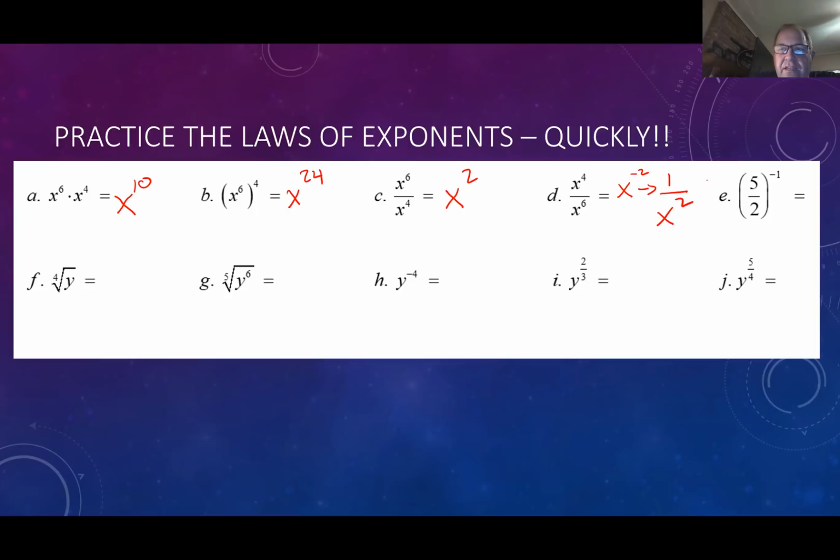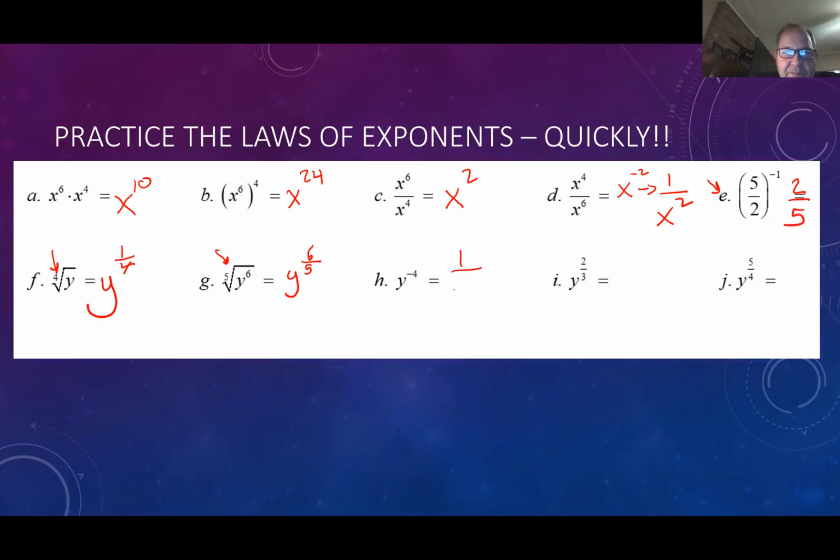Oh, this is to the -1 power. So let's just do the reciprocal, 2/5. Over here, we see that y has a 4th root, so it's y to the 1/4. Over here, we have y to the 6th, but a 5th root of that. So it'll be y to the 6th, but then the 5 goes in the denominator because it's a 5th root.